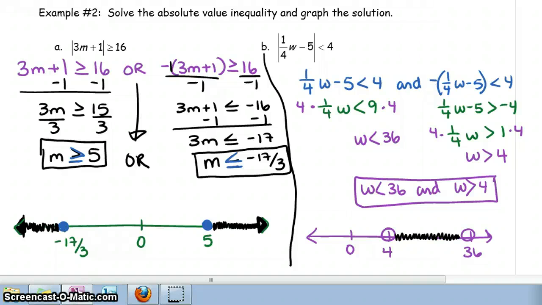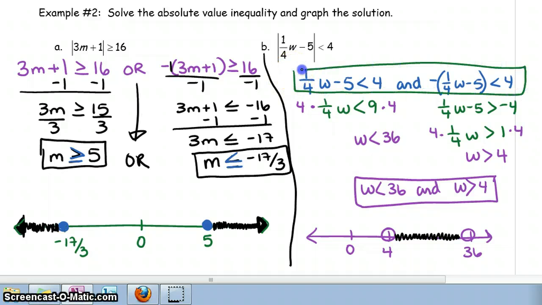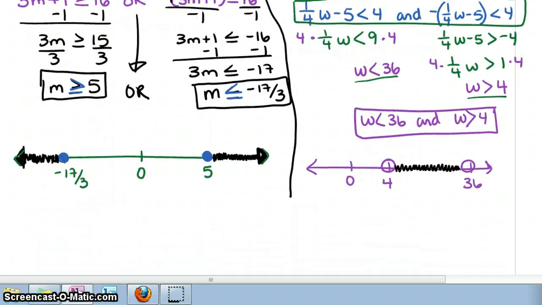If you look to the right on example 2B, you'll see my solution. So the first thing we did really quickly is rewrote the compound inequalities. And this is an "and" because it's "less and." We solved each one, receiving these solutions, and I wrote them together at the bottom. Once you solve them, then we did go ahead and graph.